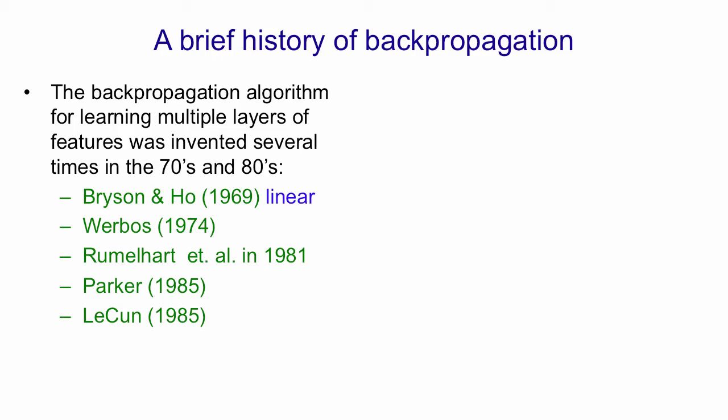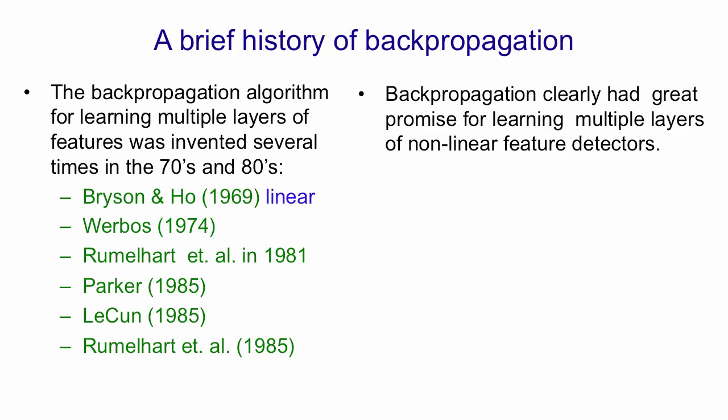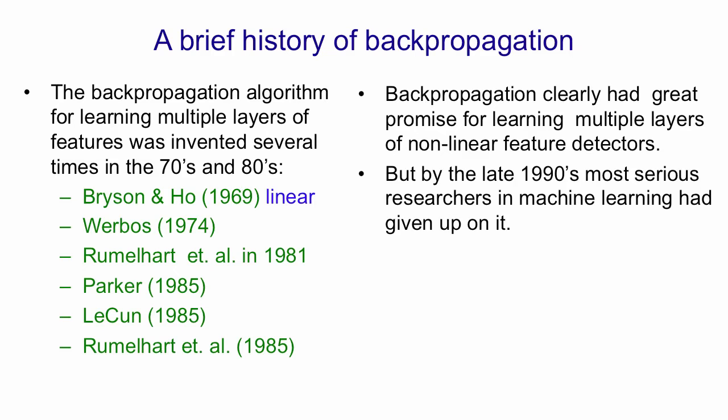Also in 1985, I went back and tried again the thing that Rumelhart, Williams and I had abandoned, and discovered it worked pretty well. And in 1986 we produced a paper with a really convincing example of what it could do. It was clear that backpropagation had a lot of promise for learning multiple layers of nonlinear feature detectors. But it didn't really live up to its promise, and by the late 1990s, most of the serious researchers in machine learning had given up on backpropagation.